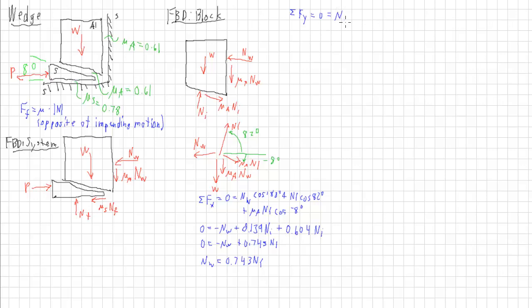So we have Ni sine of 82 degrees plus mu A Ni sine of negative 8 degrees, and these two forces are both downward, so I'm going to subtract them, minus mu A NW, minus the weight W, and that's given to us as 180 pounds.